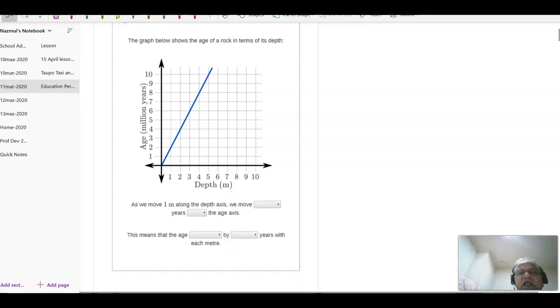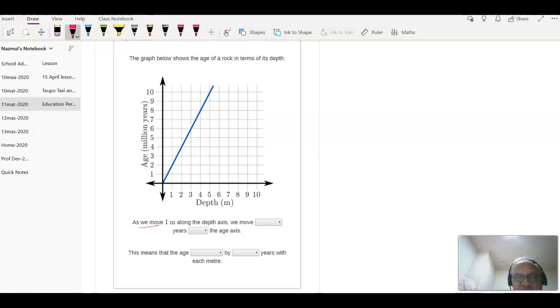The graph below shows the age of a rock in terms of its depth. So this is the linear relationship between the depth and the age of a rock in millions of years, which is quite important. We got to notice what's written in the question. As we move 1 meter along the depth axis, we move right.